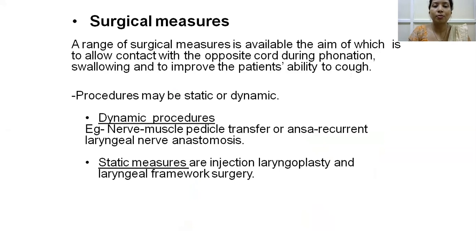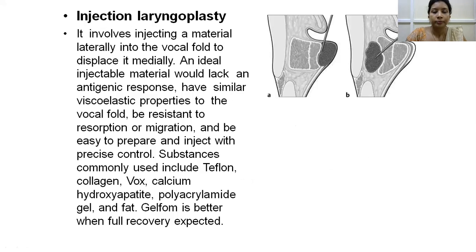Okay, so you use this muscle as a pedicle transfer, or you can even anastomose the paralyzed recurrent laryngeal nerve to the ansa cervicalis of the same side so that there is a nerve to nerve anastomosis. Okay, so this can also produce some amount of motion in the paralyzed vocal cord. We will discuss this further.